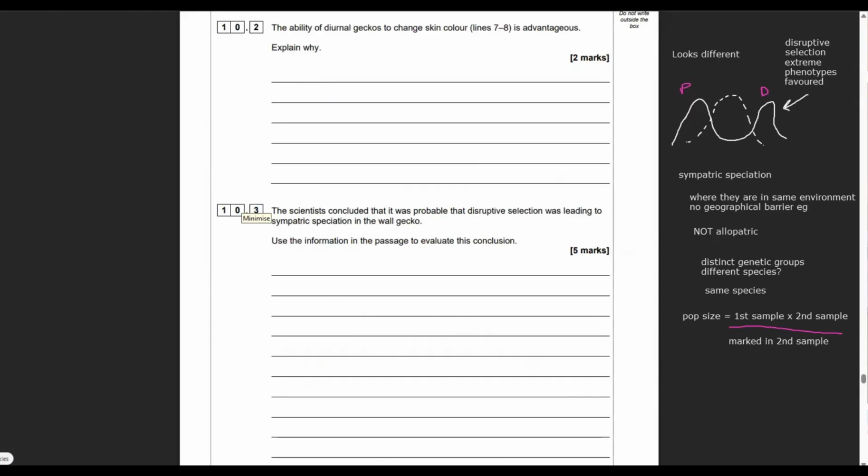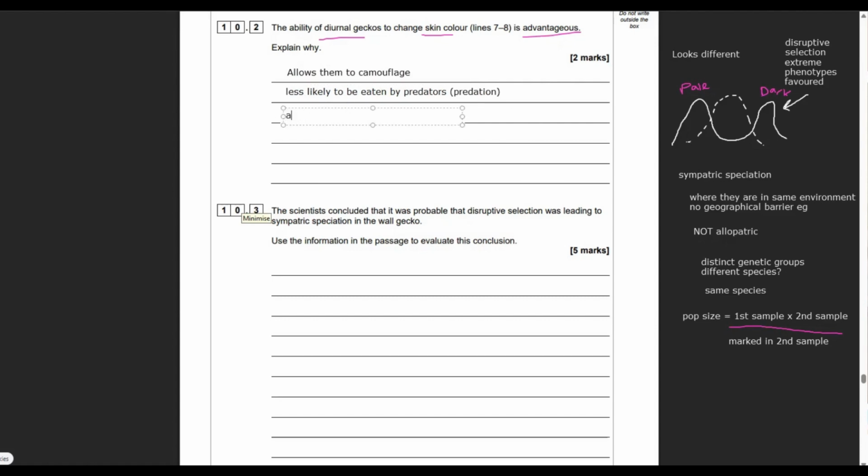Okay, 10.2, the ability of diurnal geckos, these are the ones that are active in the day, to change skin color is advantageous. Why is it an advantage to be able to change your skin color? So the diurnals can go dark or light. They can change their skin color and live in different environments. This means they're better able to camouflage because they can change color to suit their background or their environment, a bit like a chameleon, right? And therefore, they're less likely to get eaten by predators.